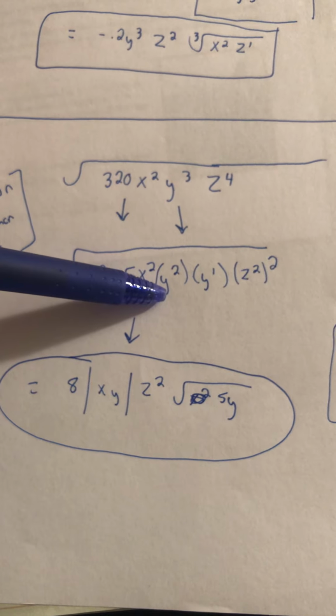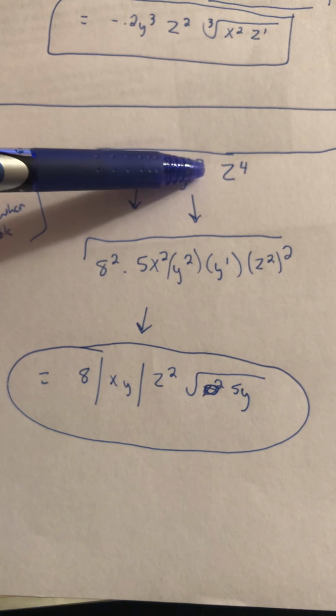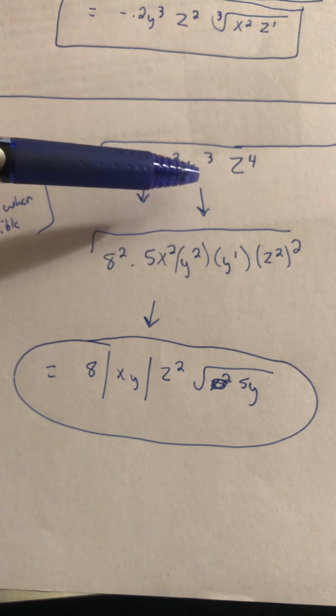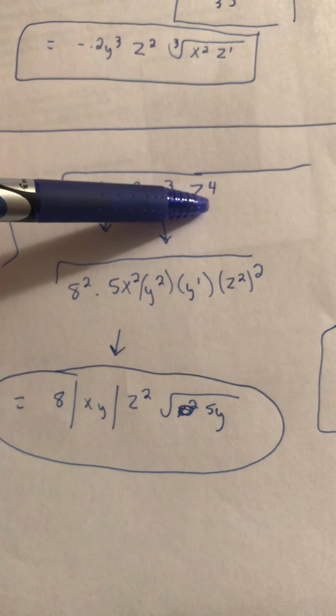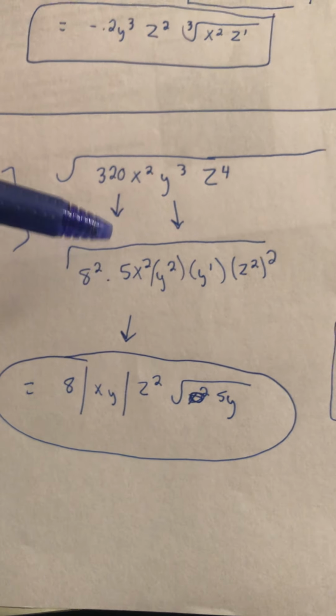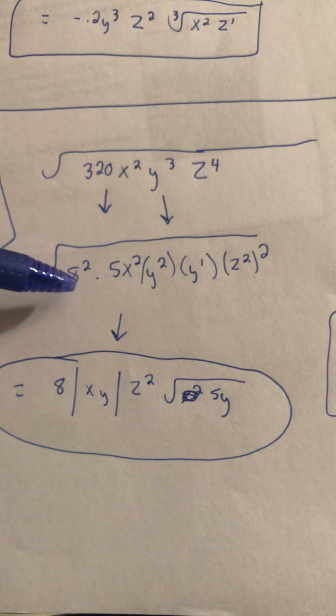We got y to the 2nd. But how did I get y to the 2nd? Well, I broke it down as y to the 2nd, y to the 1st, because when you add them, it gives you y to the 3rd. z to the 4th, perfect square. So I broke it down. All right. So now I can start bringing things out. I brought down my 8.